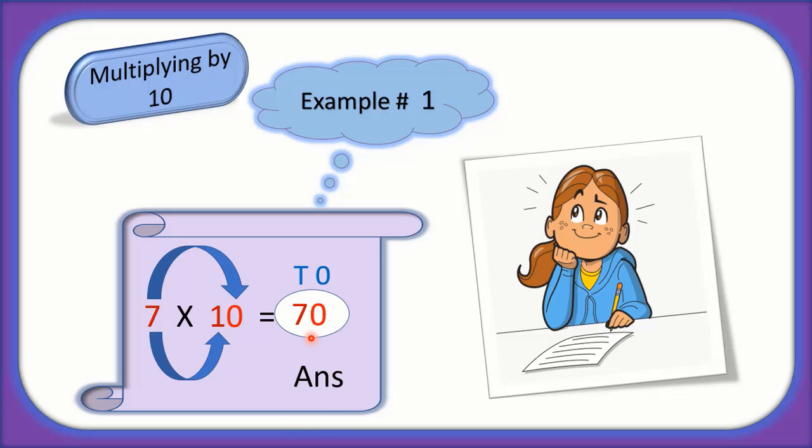Okay? There is also a second method for solving this. You can also read the table of 7 up to 10. When you read the table of 7 up to 10, you will get the answer 7 tens are 70. And also you can read the table of 10 up to 7. And you will get the answer 10 sevens are 70. Okay? Is it clear now how to multiply by 10?